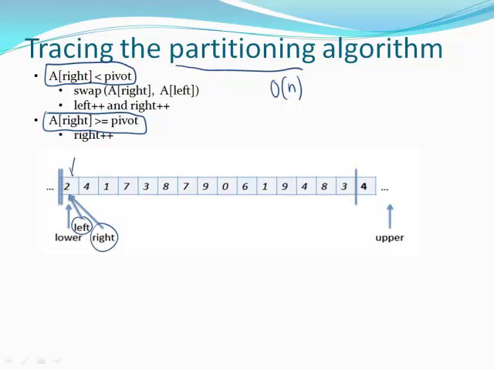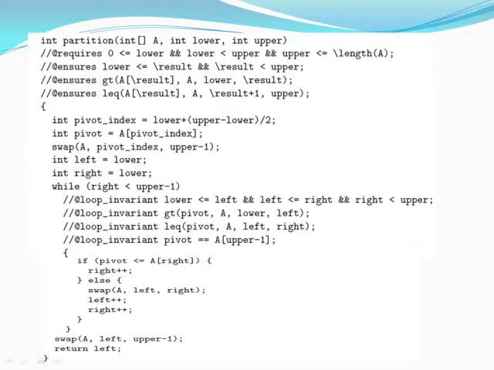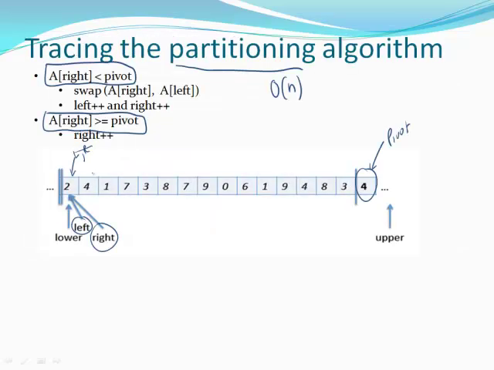You start with left and right pointing to the same thing, and a of right is clearly less than the pivot because the pivot happens to be the number 4. So what we need to do is swap a of right and a of left. In this case nothing happens because they're both pointing to 2, but we move the left and the right pointers to the right by 1. So left and right will go to this location. Now if a of right, which happens to be 4, is greater than or equal to the pivot, then all we need to do is move the right pointer to the right by 1.